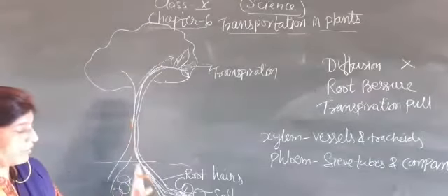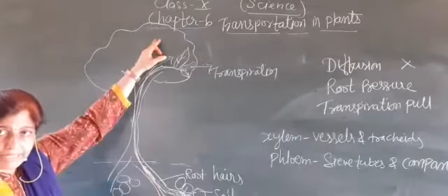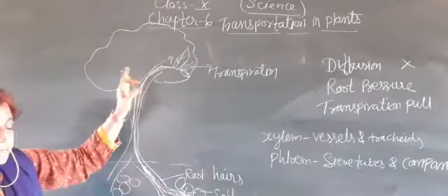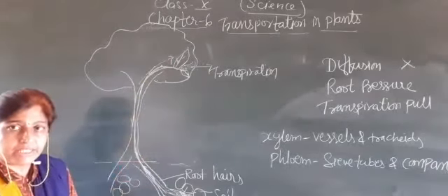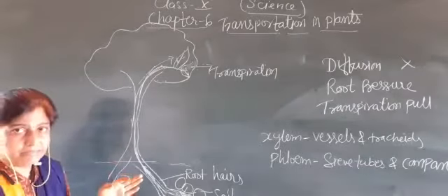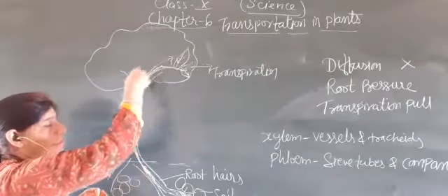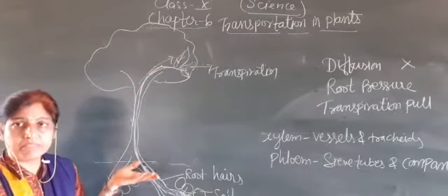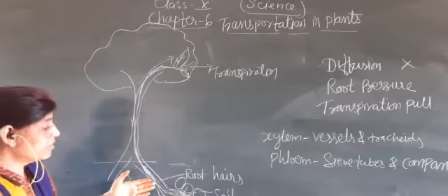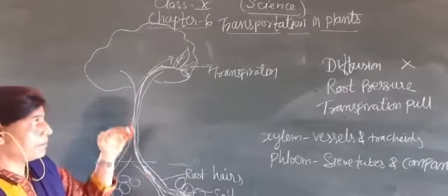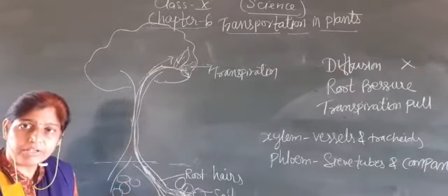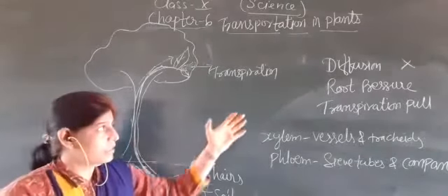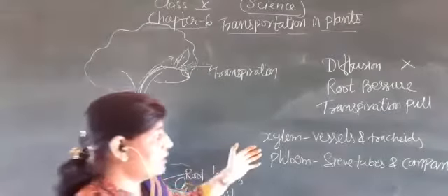Transportation in the xylem is always unidirectional, from lower to upper direction, from the soil to the upper part, but the flow of direction in the phloem is bidirectional. Sometimes it occurs from the leaves, that means from the upper part to the downward part, and sometimes from the root, where storage food may be present, to the different upper parts. So bidirectional flow occurs in the phloem and unidirectional flow occurs in the xylem. This is all about the transportation in plants.